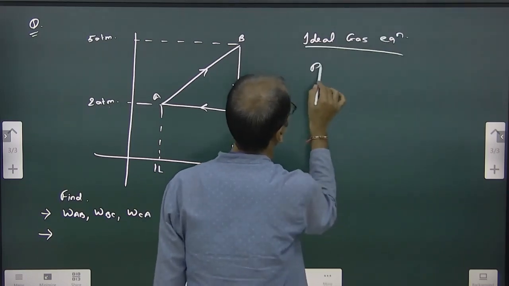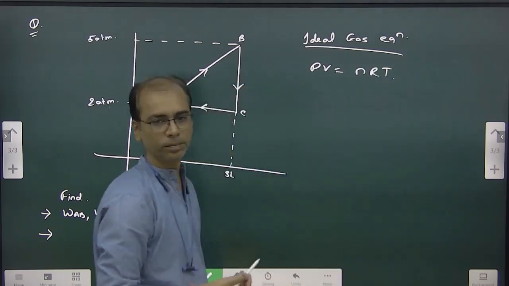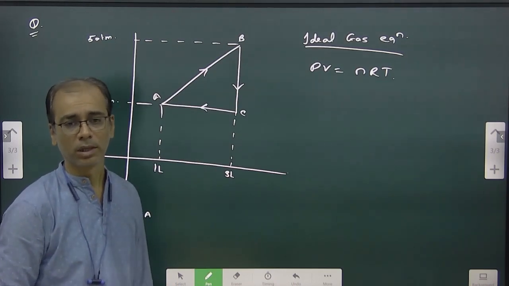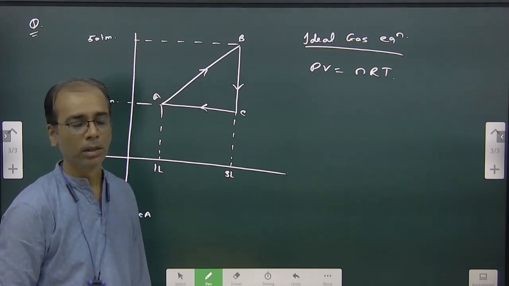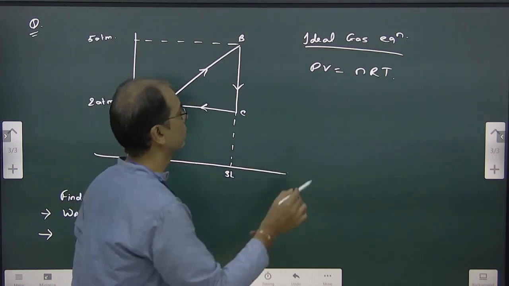Okay, it is actually PV equal to nRT. And how did it come? It came from the basic laws that we have: Boyle's law, Charles' law, Gay-Lussac's law. So from there it has come, PV equal to nRT. Right, so remember that also.